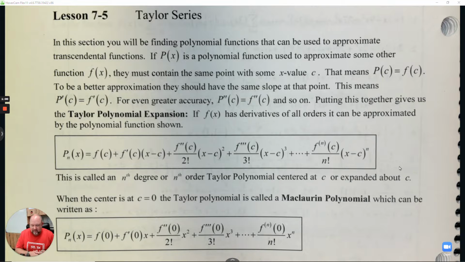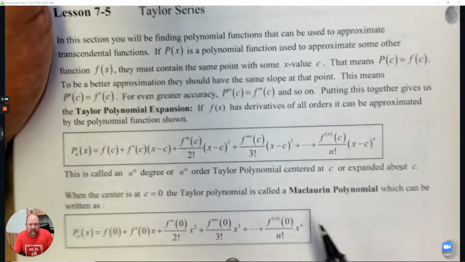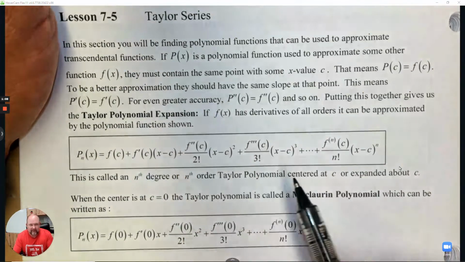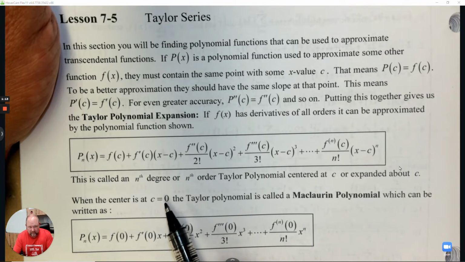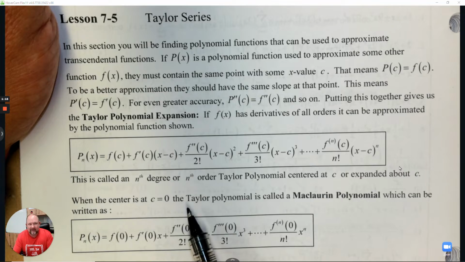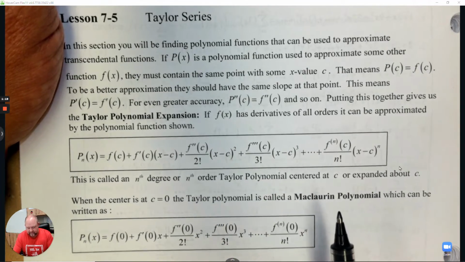Now, if you use a point where x equals 0, then it's called a Maclaurin polynomial. So a Maclaurin polynomial is just a special Taylor where the x value we start with and plug in is 0, which makes it easier. If it's centered at any other number but 0, it's just called a Taylor. All right, turn the page.